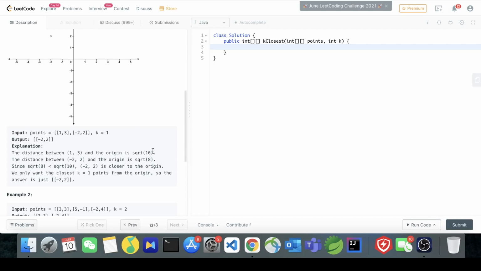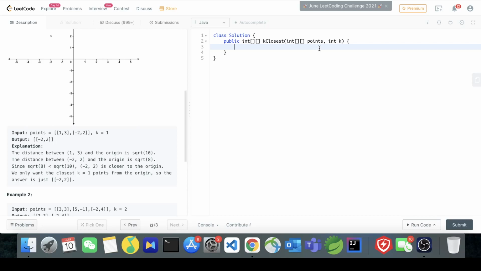And for the second point, we have negative 2 times negative 2, which is 4, and then 2 times 2 is 4. So 4 plus 4 is 8, and the square root of 8 will be the distance of the second point to the origin. So in comparison of these two, square root of 8 is much closer to the origin because it's smaller.